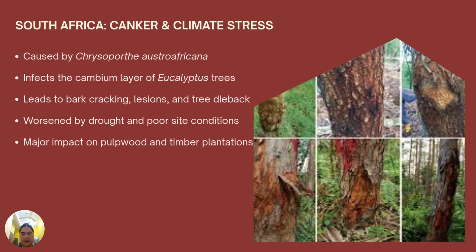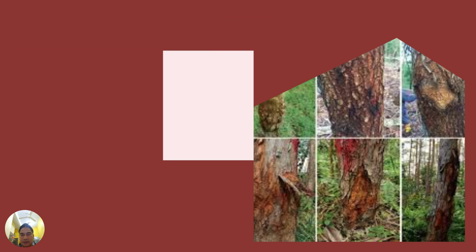What makes this worse in South Africa is the climate, especially during long periods of drought. Stressed trees are more vulnerable, and poor soil or planting sites can make it even harder for them to recover. For the timber industry, especially those growing eucalyptus, this canker is a big deal because it lowers both survival and wood quality.